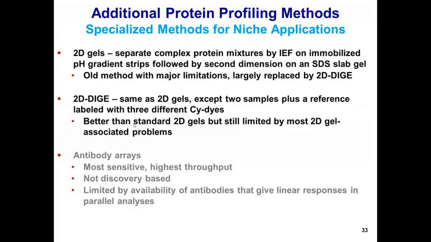Another method, which we won't describe in any further detail, is antibody arrays. This is a sensitive, high throughput method, but it's not discovery based, and it really is limited by the availability of antibodies that give linear responses in parallel analyses.